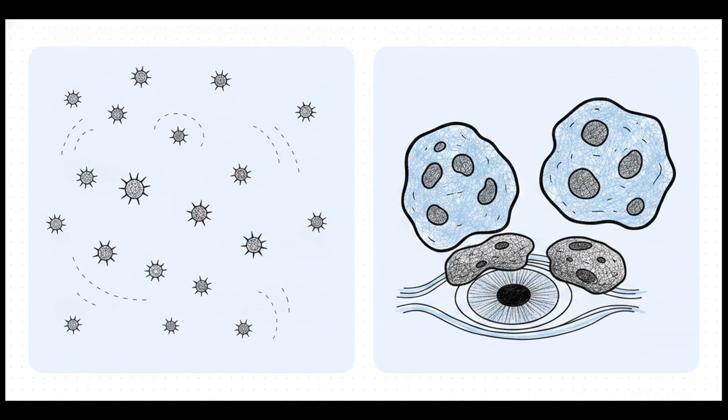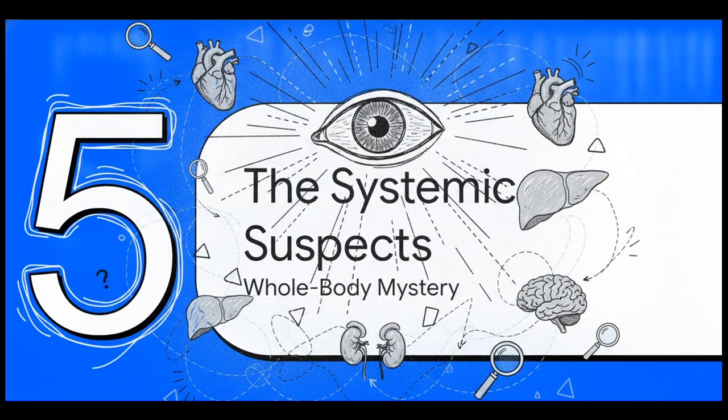Chronic presentations, on the flip side, are often granulomatous. This means the primary culprits are macrophages and giant cells. They leave behind these large, greasy deposits we call mutton-fat KP. You might even see visible inflammatory nodules forming directly on the iris stroma or right on the margin of the pupil itself. All right, Section 5, the systemic suspects.